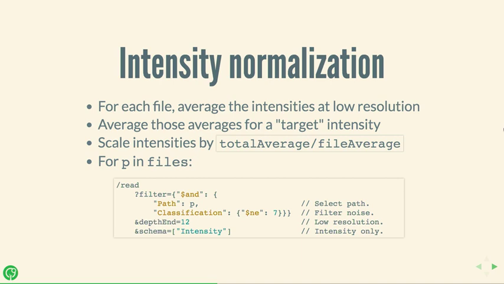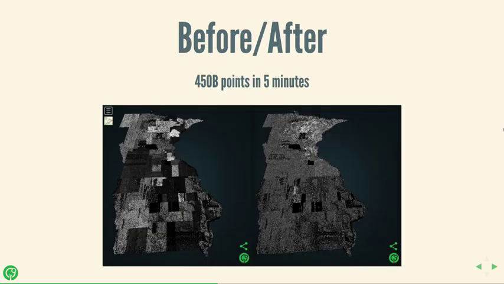This is a 450 billion point set between those two states. And it looks much better. It's not perfect. It's a pretty naive approach. You see some spots are just black because they have no intensity to begin with, so you can't really scale that very well. But it's better. This is an approach we did in 5 minutes on almost 500 billion points, and it makes for a much nicer visualization.